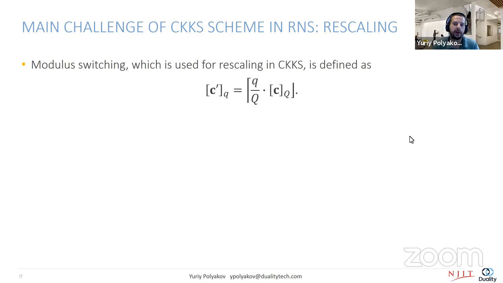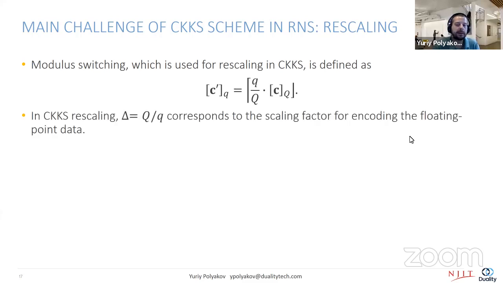Modulus switching is not new. It was used in BGV, for instance, to control the noise. Here, it has a slightly different meaning. In CKKS rescaling, we call delta the rescaling factor. This ratio, Q uppercase to q lowercase, corresponds to the scaling factor that's used in encoding certain, let's say, floating point data. So it actually is meaningful. It has a certain meaning of the scale of the message.